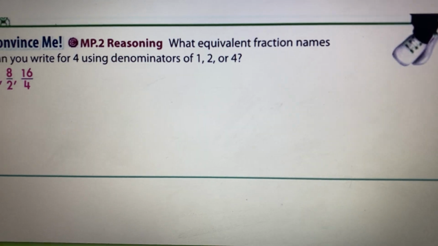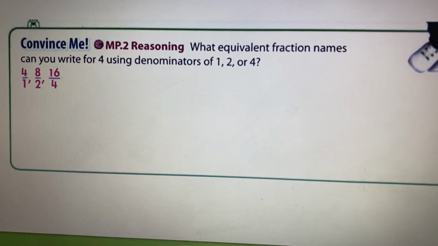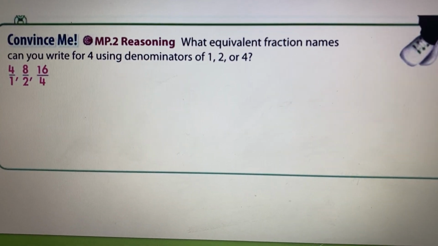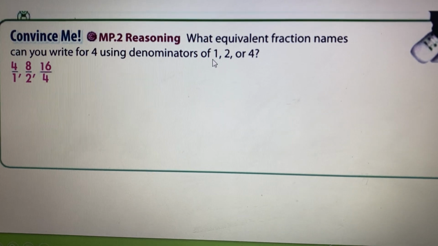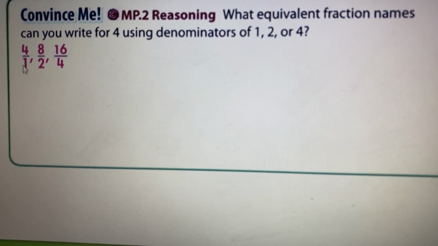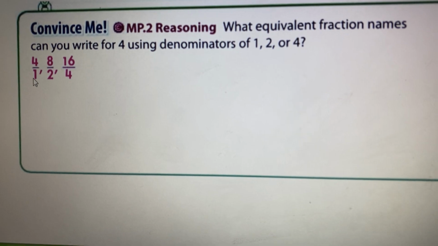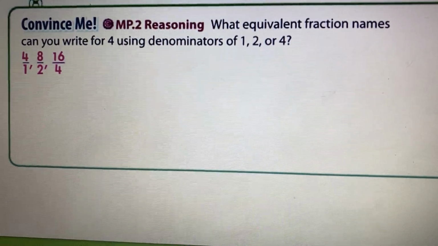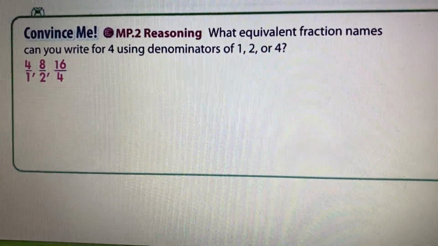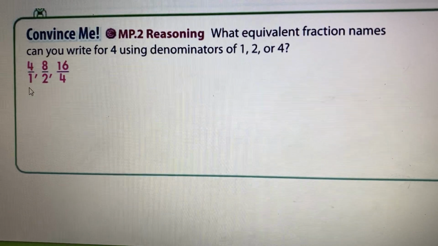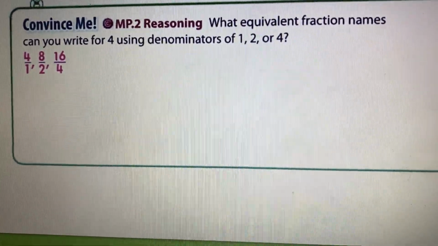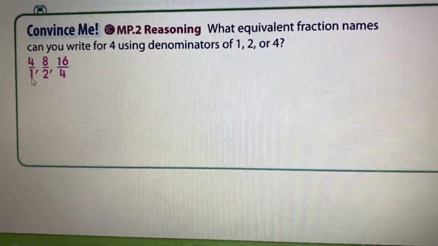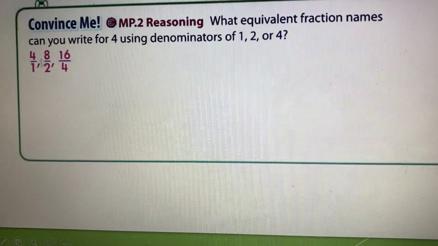Now look here. What equivalent fraction names can you write for 4 using denominators of 1, 2, or 4? Look how you're going to think about it. Write them as a denominator. Here, 1. You're going to ask yourself, 1 times what equals 4? Or, what is the number that I divided by 1 will give me 4? It's 4. Or 1 times 4 is 4.